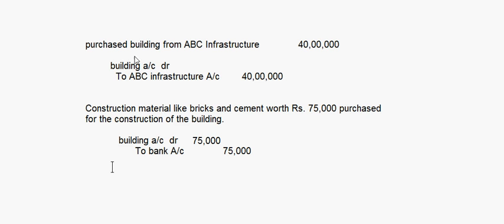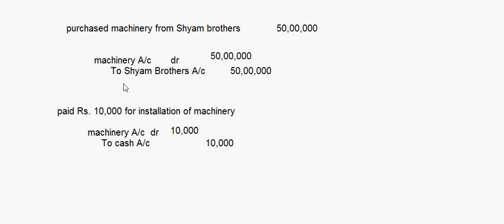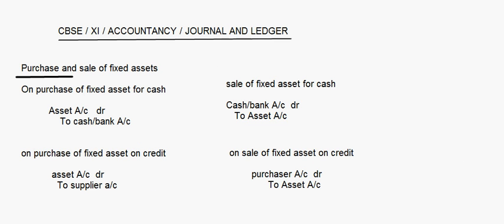So this will be the entry for capitalization of the expenses relating to the construction of building, right? Here we have seen the expenses relating to the installation of a machinery, which is again capitalized. It is added to the cost of the machine here, because machinery account is debited, right? So here today we have seen the journal entries relating to the purchase and sale of fixed assets, and how the expenses relating to the installation of a machinery is to be capitalized, right? So with that, I come to the end of this session. Bye.